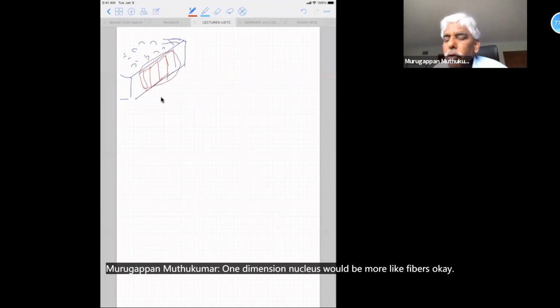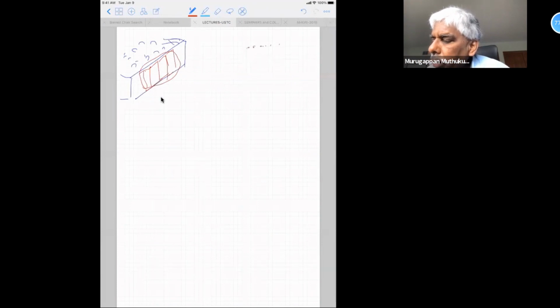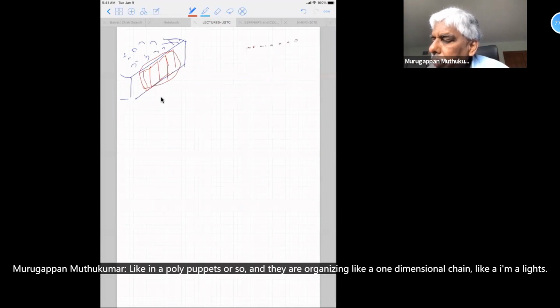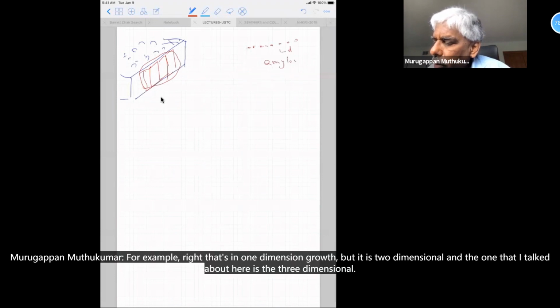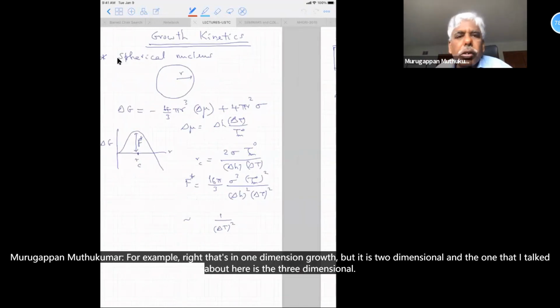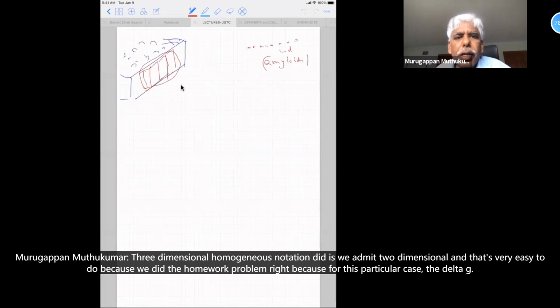A 1-dimensional nucleus would be more like fibers. Suppose I have some proteins, like polypeptides, organizing in a 1-dimensional chain, like amyloids, for example. That's 1-dimensional growth. But this is 2-dimensional, and the one that I talked about here is 3-dimensional. This is a 3-dimensional homogeneous nucleation. This is going to be 2-dimensional. And that's very easy to do because we did the homework problem.